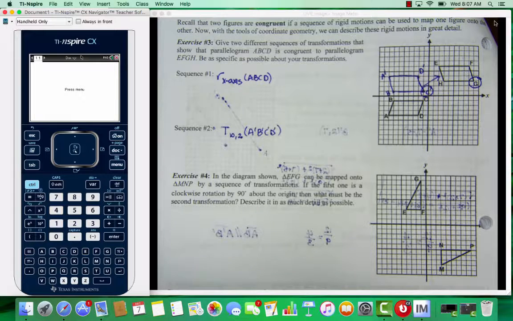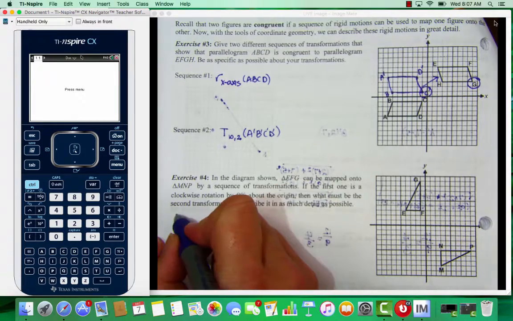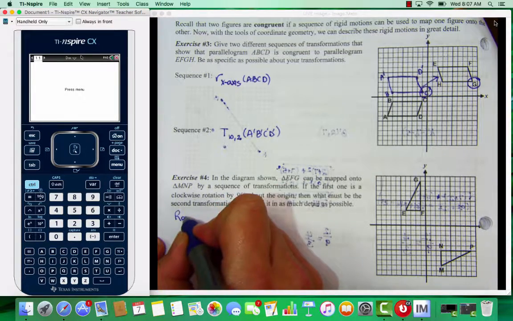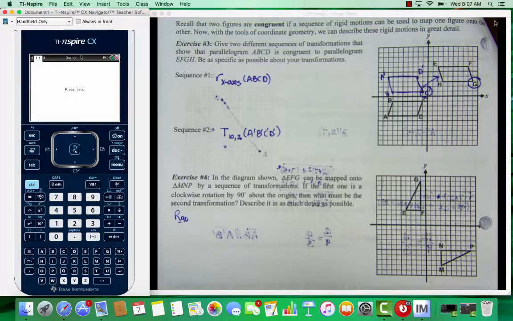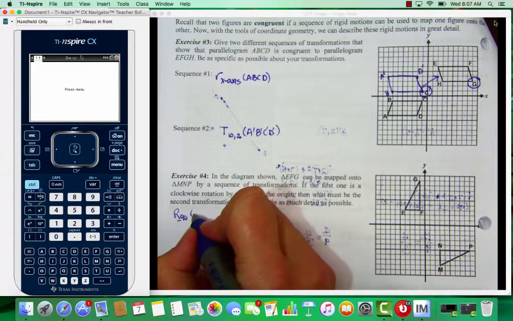All right, so with exercise 4 in the diagram shown, we have triangle EFG, and it can be mapped onto triangle MNP using a sequence of transformations. If the first one is a clockwise rotation of 90 degrees around the origin, then what must the second transformation be? So they're giving you the first one. They want you to figure out the second one. So basically, the first one is a rotation 90 degrees clockwise, which is a negative 90, around the origin, and what we're rotating is triangle EFG.